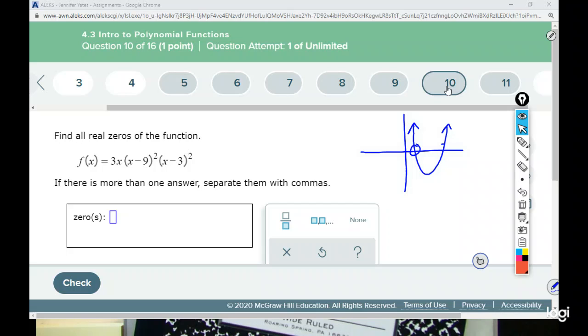Where it crosses the x-axis, those are known as the zeros. So here and here, what does your y equal? 0, right? We're on the x-axis, so that means our y value would be 0. So let's look at these. If I want to find my values of x when y is 0, what am I going to replace that f of x with? 0.